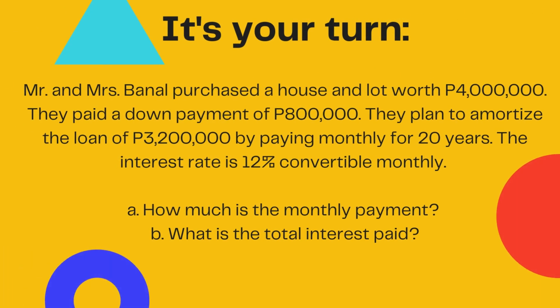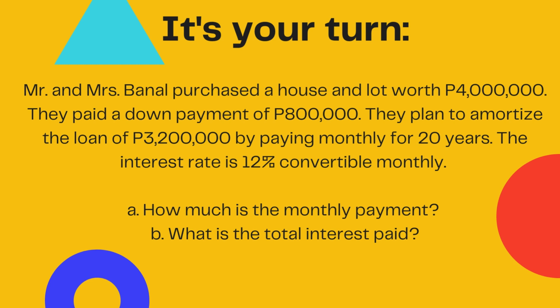Next is, it's your turn now. So, in a one-half crosswise, write your name, your grade, your section, and the date today, and answer this problem using the knowledge taught to you with this lesson. So, good luck, everyone. So, we have here Mr. and Mrs. Banal purchased a house and lot worth 4 million pesos. They paid a down payment of 800,000.